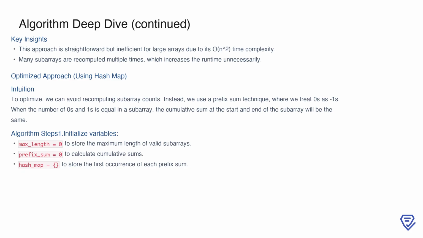To implement this, we initialize a prefix_sum variable to track the cumulative sum as we traverse the array, a max_length variable to store the length of the longest valid subarray, and a hash map to store the first occurrence of each prefix sum. The hash map allows us to efficiently check for previously seen prefix sums as we iterate.